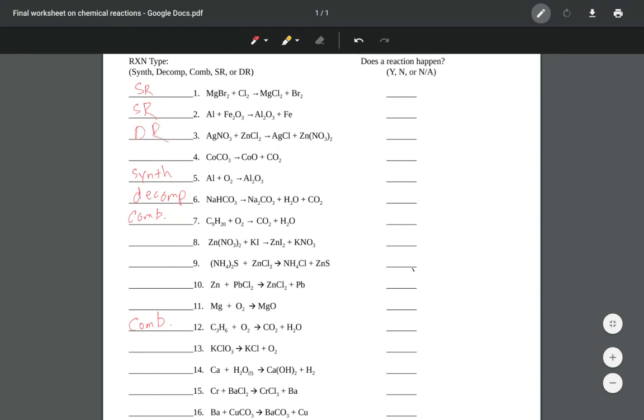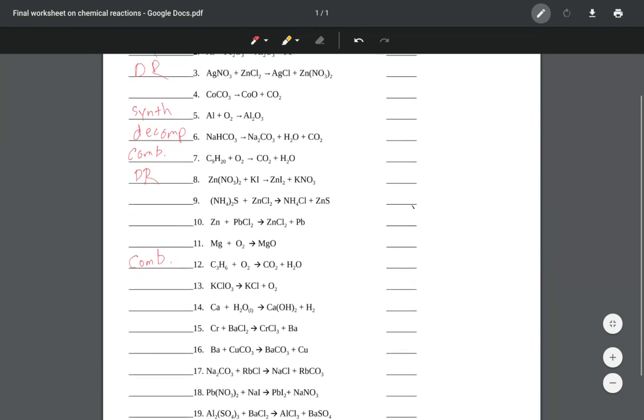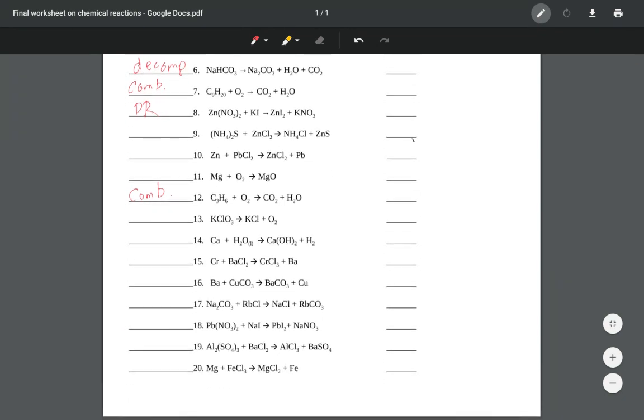Let's look for a couple more examples here. Number 8 is a double replacement. And then let me pick one more that I want to show you. Number 19 is a double replacement. That looks like a good one to look at.